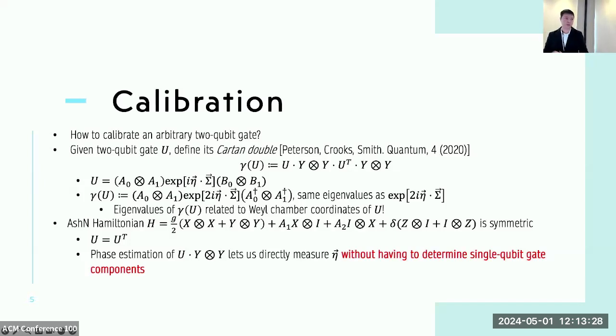We know how to calibrate CZ or iSWAP, they're very simple. But an arbitrary 2-qubit gate might be more complicated. I won't go into the details, but the takeaway is that you can do quantum phase estimation to directly measure the Weyl chamber coordinates. So if your final goal is not CZ or CNOT, but any 2-qubit gate with the same Weyl chamber coordinates, you can just do benchmarking or characterization to get the Weyl chamber coordinates directly through measurement, instead of getting all 15 parameters through QPT or something.